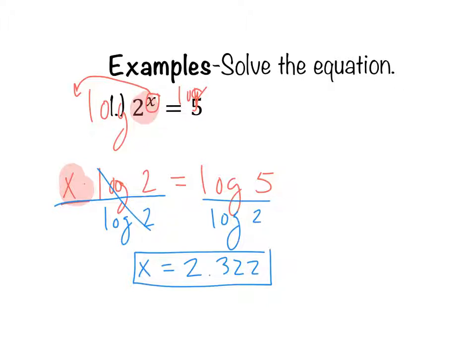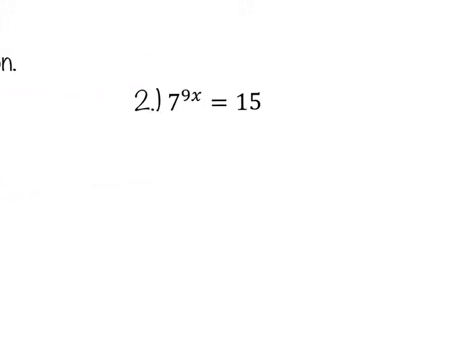Using the power property, which we talked about, you can move the exponent out in front, giving me x times the log of 2 equals the log of 5. Then just simply divide the log of 2 over to the other side to solve for x. And that's essentially what you're going to be doing every single time. So let's look at another example.